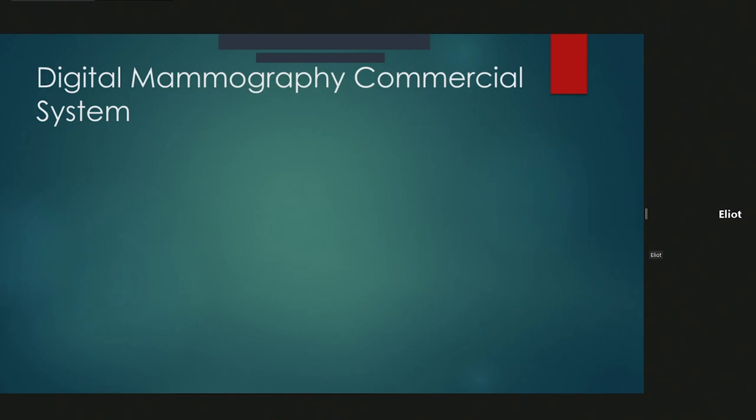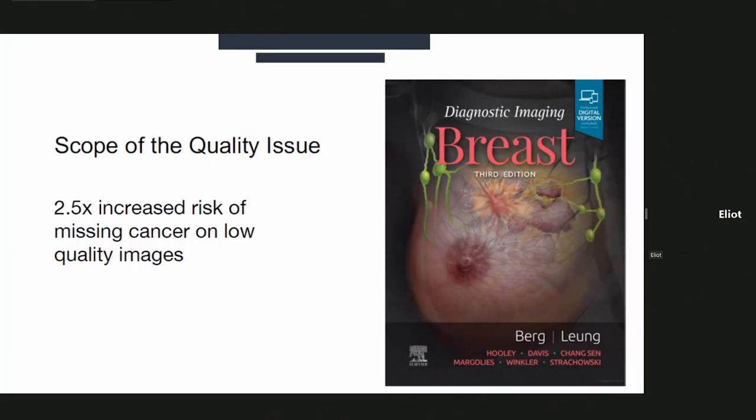Also, there's commercial software that's available for assessing quality of mammography. It's been demonstrated for mammography that low quality images are associated with a 2.5-fold increased risk of missing cancer on what were deemed to be low quality images.